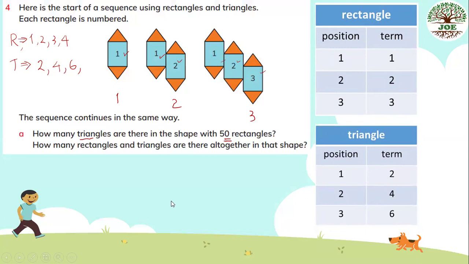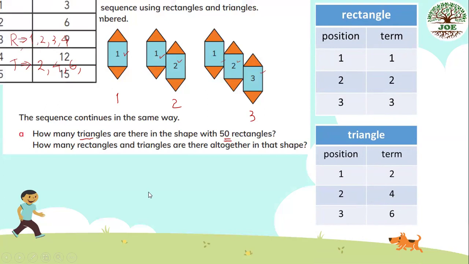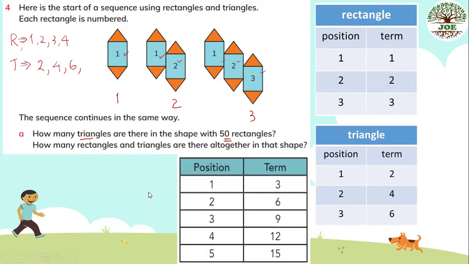And the total, the compound sequence, is for the rectangle and triangle together. The first position has one rectangle and two triangles: 1, 3, 2, 6, 3, 9. So for part A, we can find the answer in two ways, with two methods.